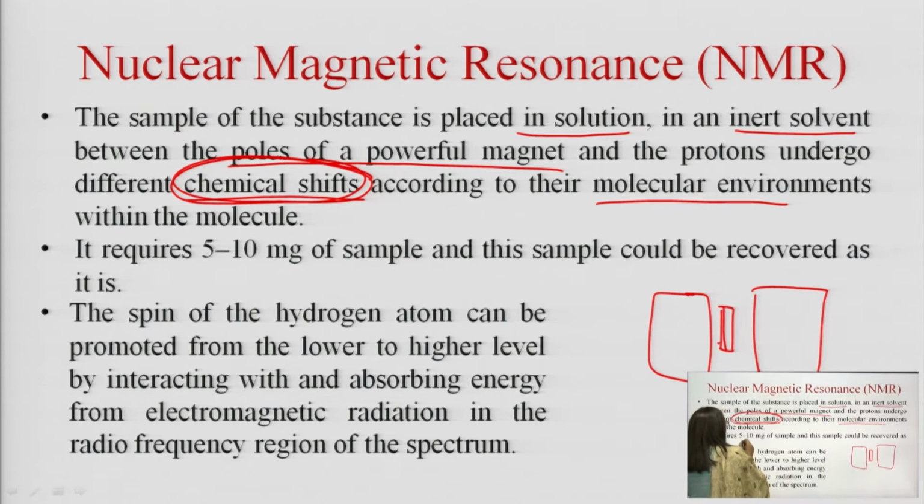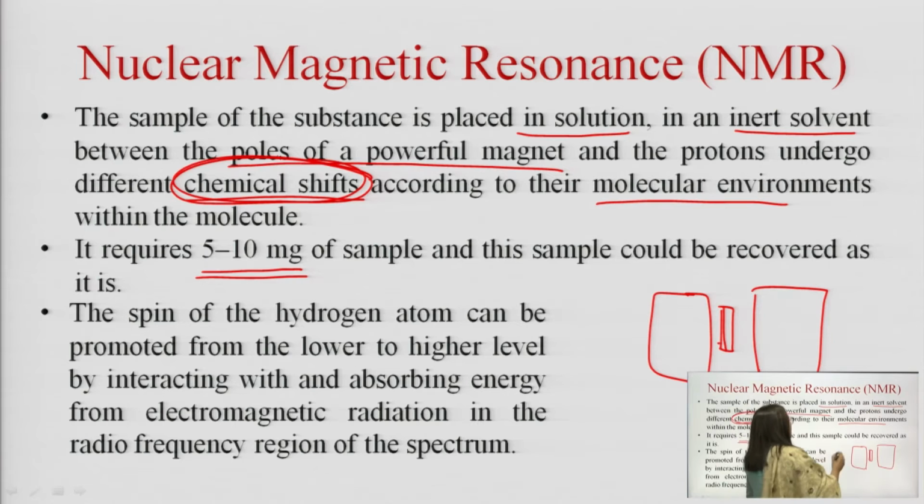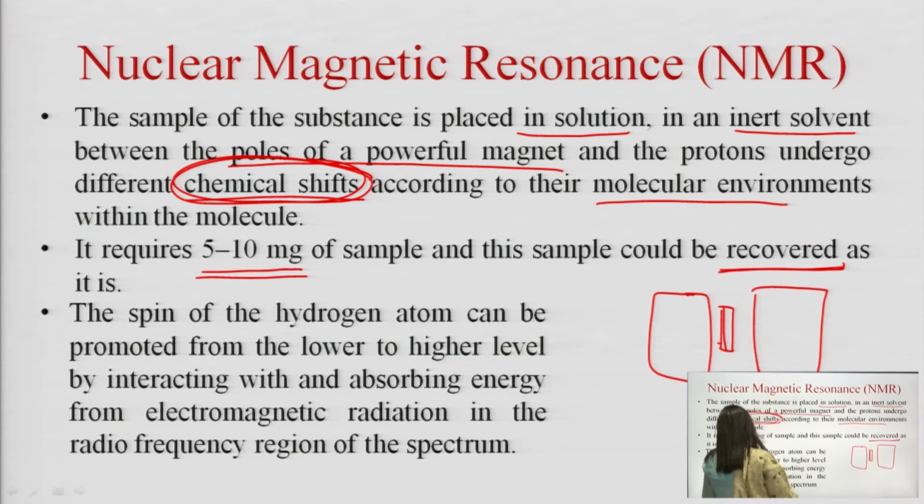It requires some 10 to 50 mg of sample, and this sample can be recovered. The advantage of using NMR as a spectroscopic technique is that the sample is easily recoverable as compared to other techniques like mass spectrometry, where destruction of the sample takes place.